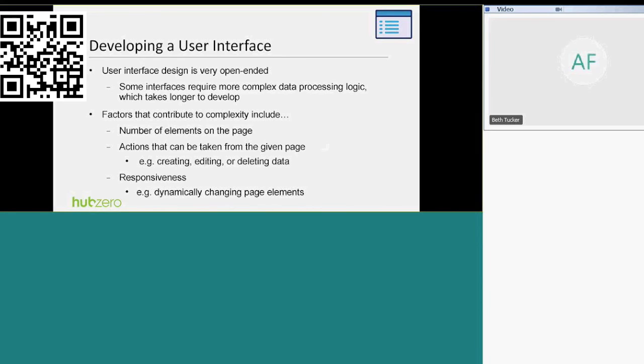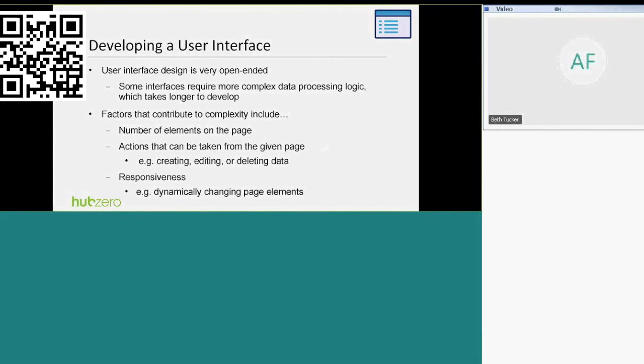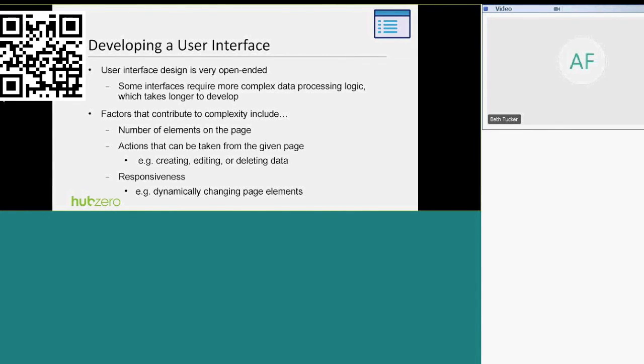Some interfaces require more complex data processing logic depending on what that interface does. And the more complex an application is, the more time it takes to develop. Some factors that contribute to complexity are the number of elements on a page, actions that can be taken from the page. So can a user create data? Can they update data and delete data from that same page? If they can, that means there are a lot of possible paths through your data processing logic to the database.